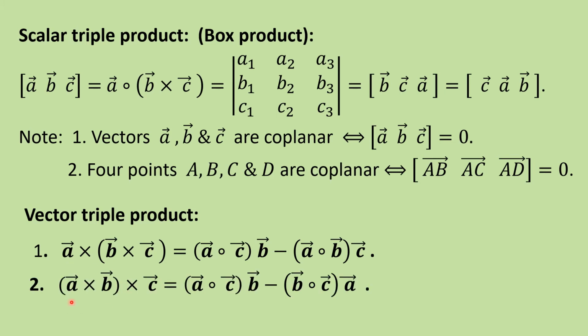So what is the vector triple product A cross B cross C? We can obtain that as A dot C into vector B minus B dot C into vector A. So the geometrical meaning of this A cross B cross C is a vector that lies in the plane of B and C, perpendicular to vector A.